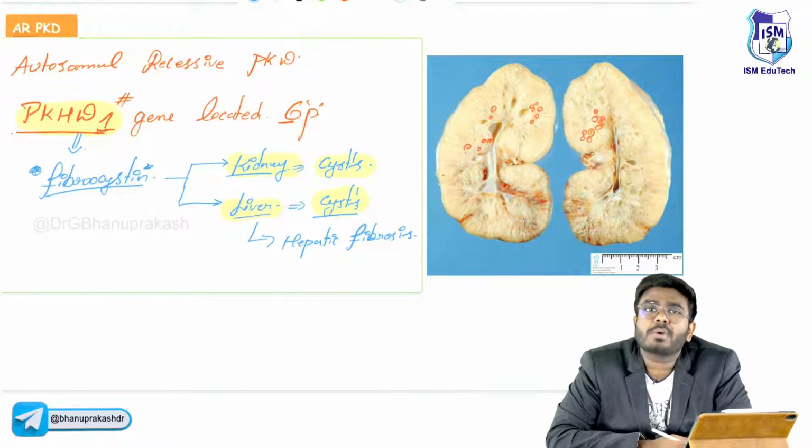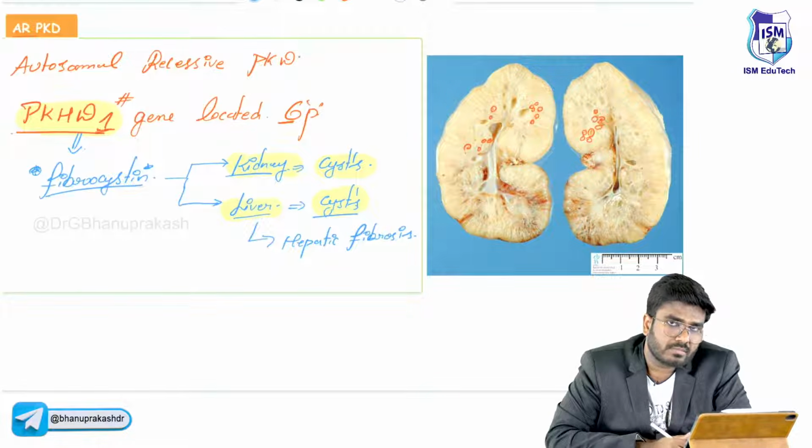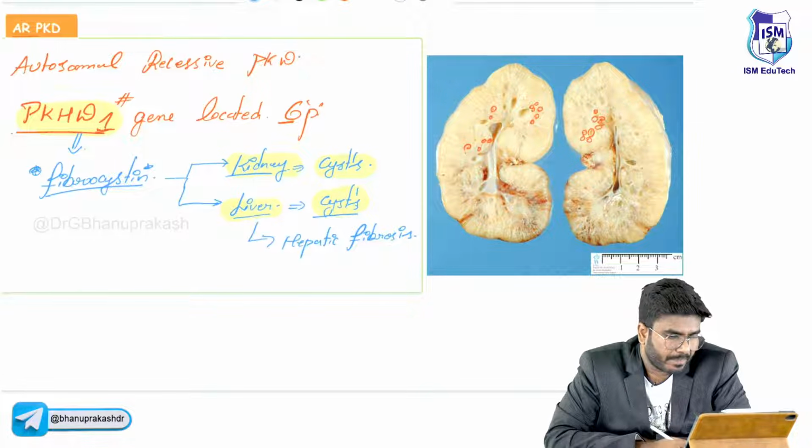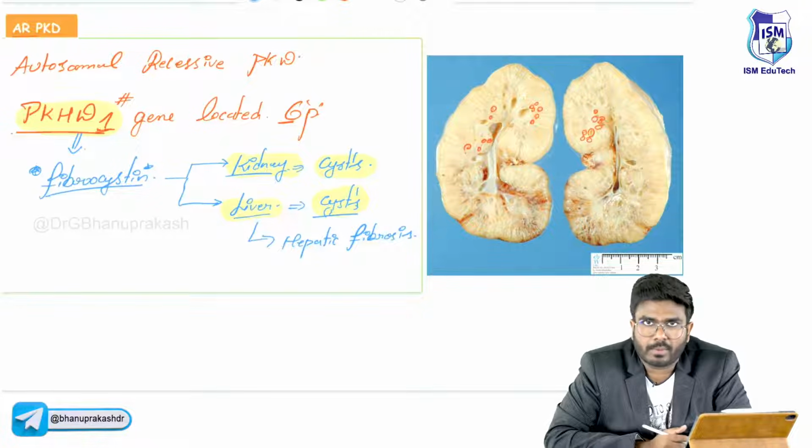Now, what is the gross morphology of the kidneys? The kidneys are going to be smooth, not too much enlarged. Of course, the kidneys are enlarged, no doubt, but not as much as in autosomal dominant polycystic kidney disease. Enlarged but smooth kidneys. Now, these kidneys are not functioning normally, not like normal kidneys, sir.